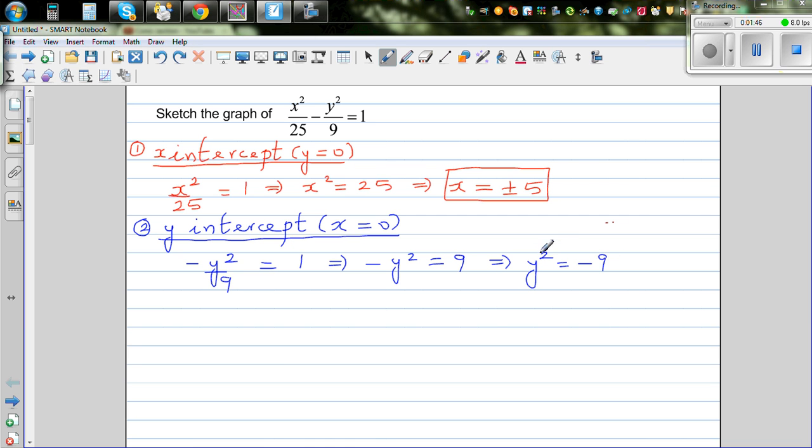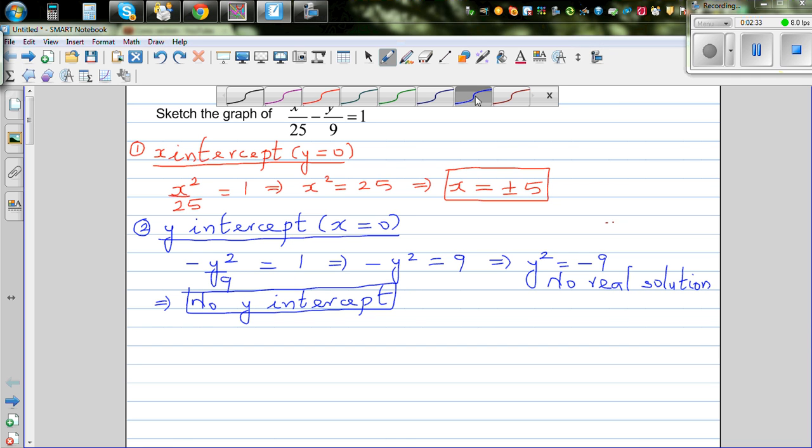Now if y squared is negative 9, you cannot find the square root of negative 9 in real numbers. So you can say no real solution. Of course, you can find a complex solution, but we are restricting ourselves to real numbers. As this is a negative number, you can't find its square root in real numbers. So there are no real solutions, which implies there is no y-intercept. This means graphically no y-intercept. Okay, so this is the x-intercept and y-intercept.